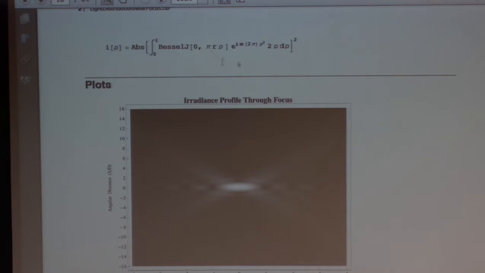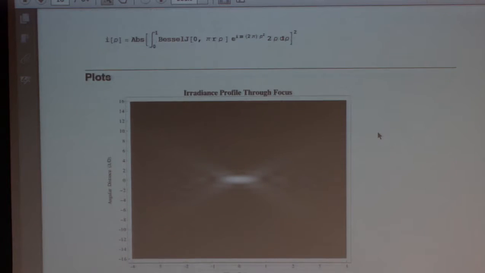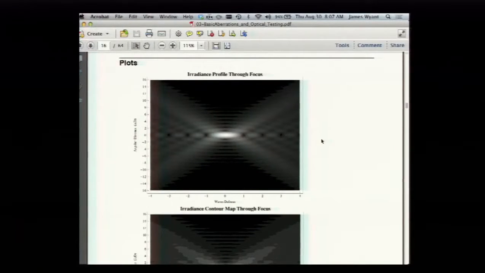So we can then calculate what this looks like as a function of defocus here. Again, the defocus is m, some number, times 2 pi times rho squared, where m would be the number of waves of defocus. So we can calculate this. It's not too hard to do, and I did it using Mathematica, but you can do it however you want.